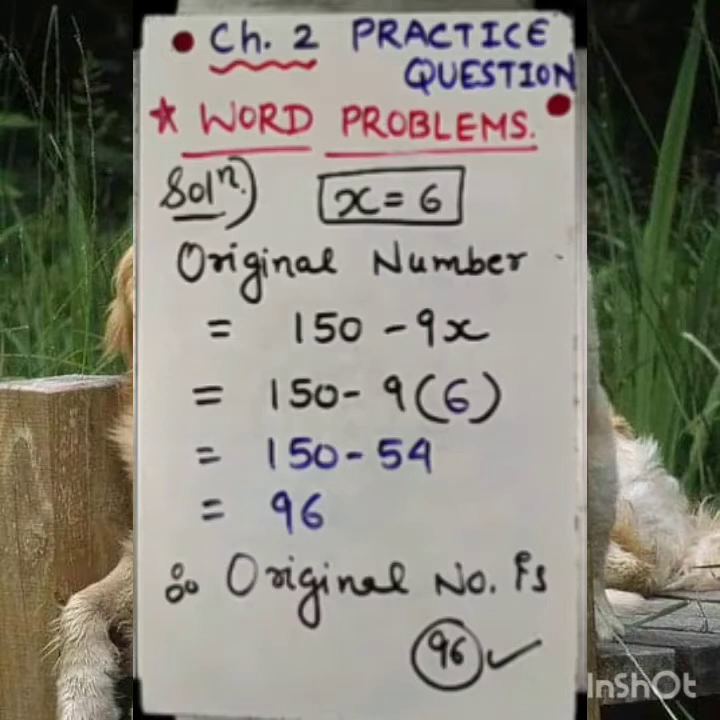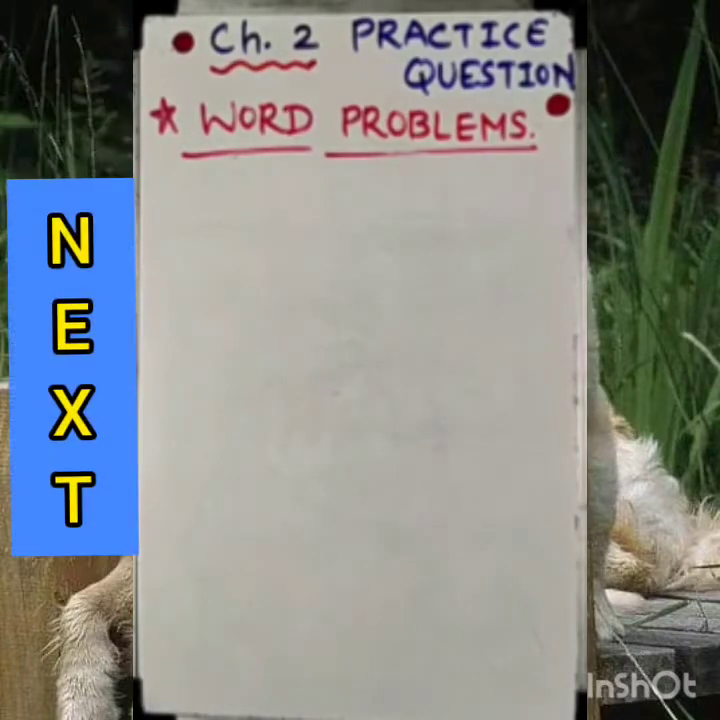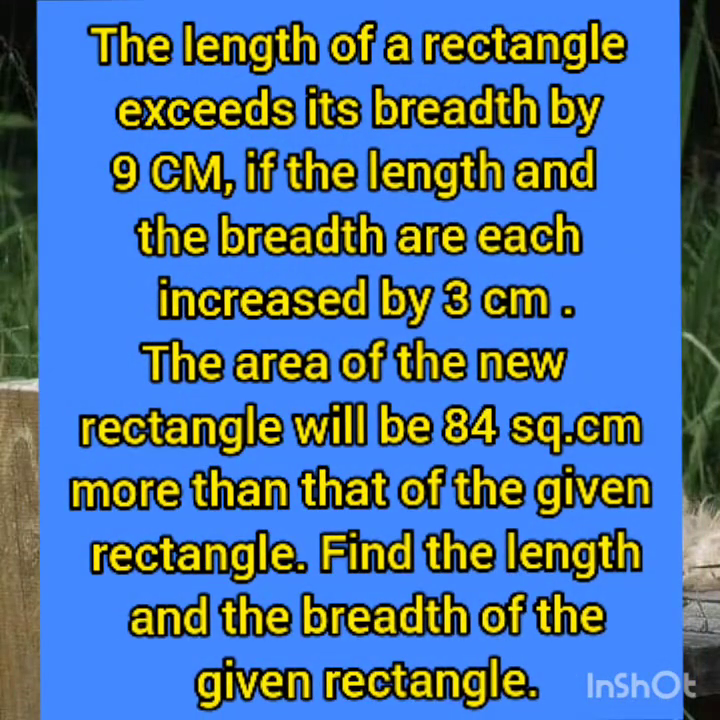Okay? Let's see one more example. So my dear student, the question is: the length of a rectangle exceeds its breadth by 9 centimeters. If the length and the breadth are each increased by 3 centimeters, the area of the new rectangle will be 84 centimeters square more than that of the given rectangle. Find the length and the breadth of the given rectangle.